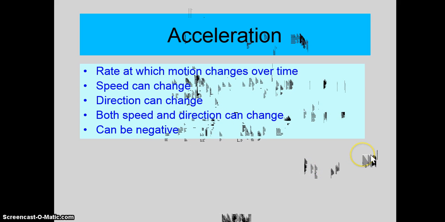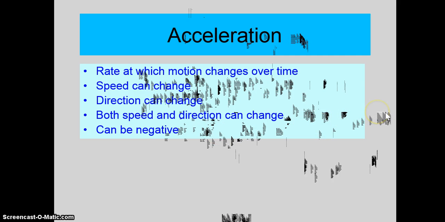Alright, and acceleration is the rate at which the velocity changes over time. So you can have speed changing or you can have direction changing. That's important. And both of them can change at the same time. And also there can be negative acceleration. Negative acceleration, for example, would be when something's slowing down. That's when the negative comes into play.